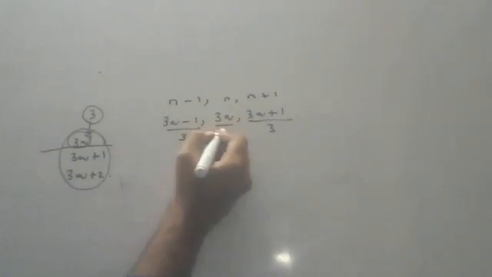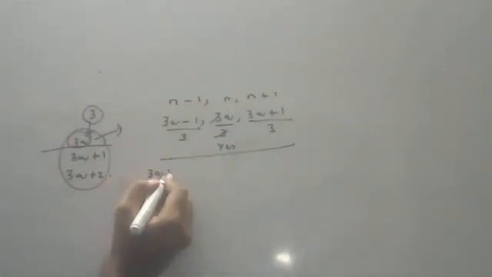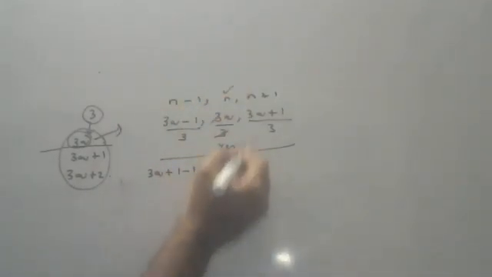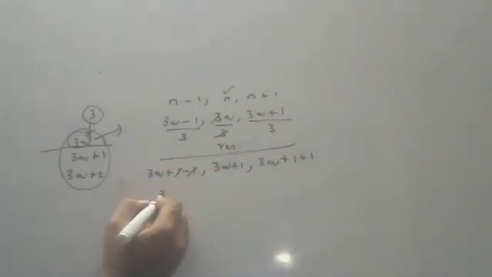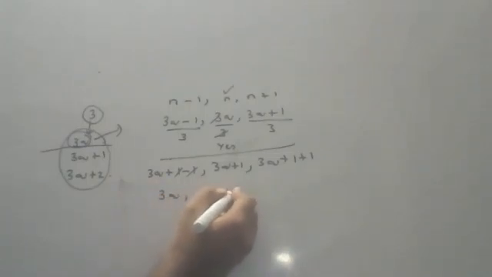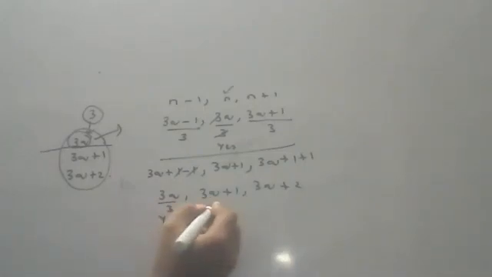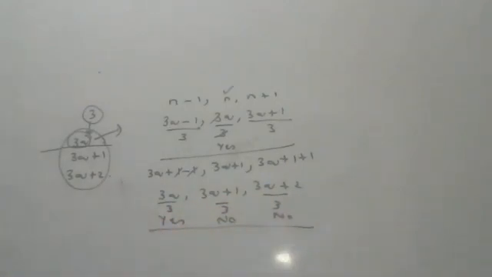Is it divisible by 3? No. Is it divisible by 3? No. Is it divisible by 3? Yes. With 3q, I substituted and I came to this. Next, check with 3q plus 1. 3q plus 1 minus 1, 3q plus 1, and 3q plus 1 plus 1. So children, plus 1 minus 1 gone, 3q. This is 3q plus 1. This is 3q plus 2. Is it divisible by 3? Yes. Is it divisible by 3? No. Is it divisible by 3? No. Like that you should check.